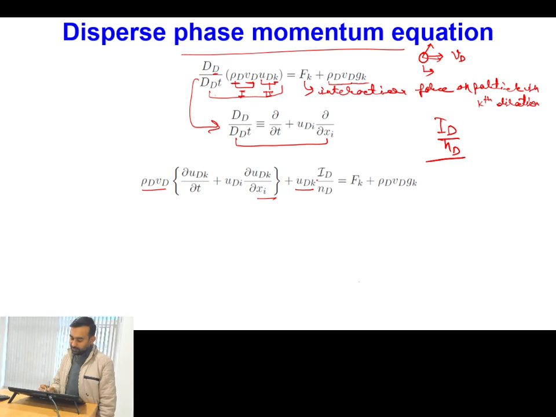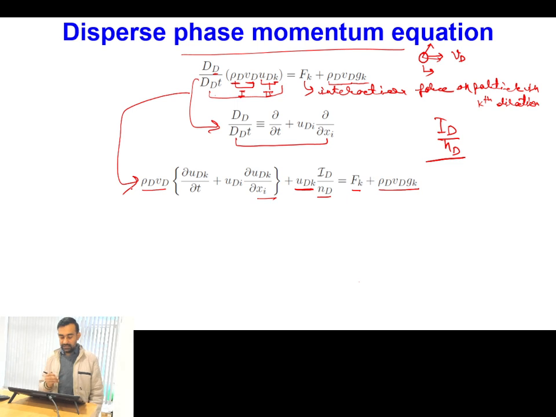From there you will be finding the second term, whatever I will be getting in the bracket along with udk, that term will become equal to id divided by nd from my number continuity equation. Then this will be equal to Fk plus rho d Vd into Gk. So this is nothing but the other variant of the continuity equation and momentum equation for particles, and this is also representing the effect of mass source term.